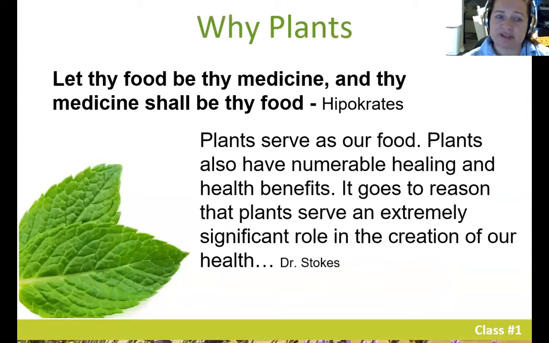It goes to reason that plants serve an extremely significant role in the creation of our health, by Dr. Stokes. Growing up, I was always exposed to plant medicine, either internally or externally, so I've learned to go to natural medicine first for any issue in my body. And essential oils are basically a missing link between yucky herbs that you have to drink and yucky pills that you have to take.